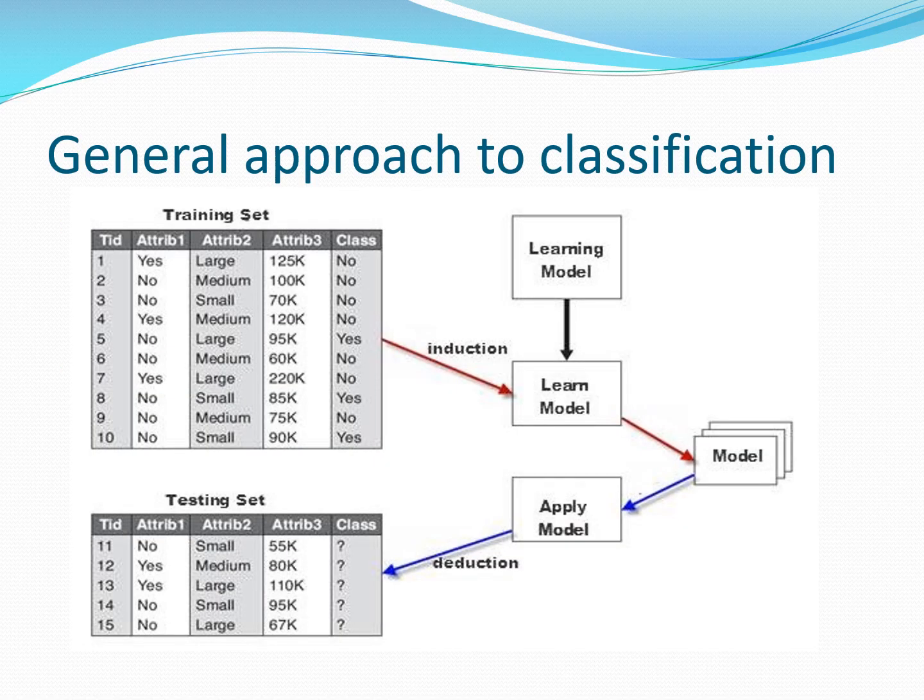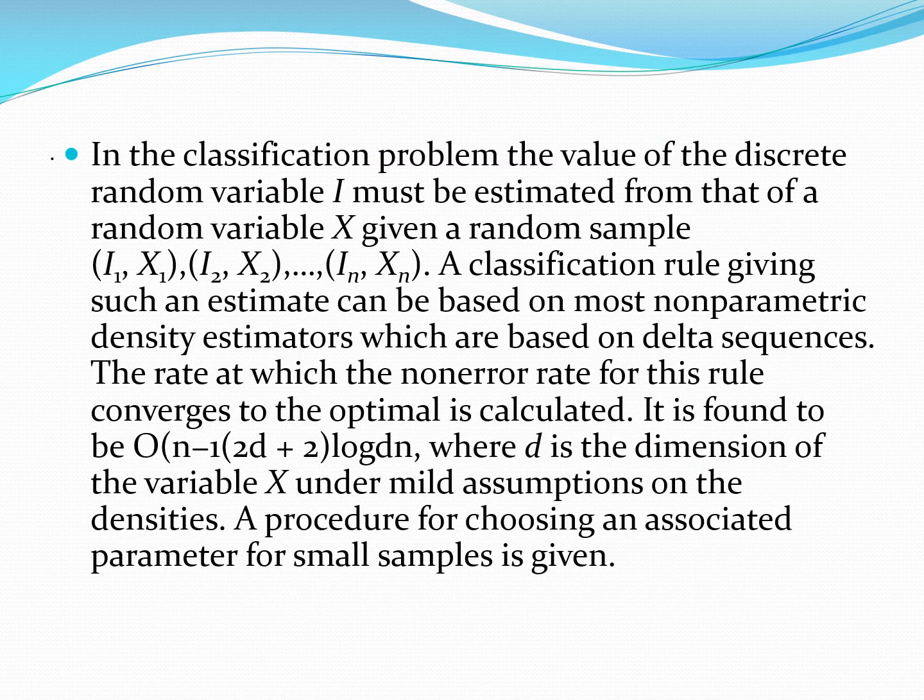Now you can see here an example of our approach for classification. In this classification problem, the value of the discrete random variable I must be estimated from that of a random variable x given a random sample (I1, x1), (I2, x2) and so on up to (In, xn). A classification rule giving such an estimate can be based on most non-parametric density estimators, which are based on delta sequences. The rate at which the non-error rate for this rule converges to the optimal is calculated.